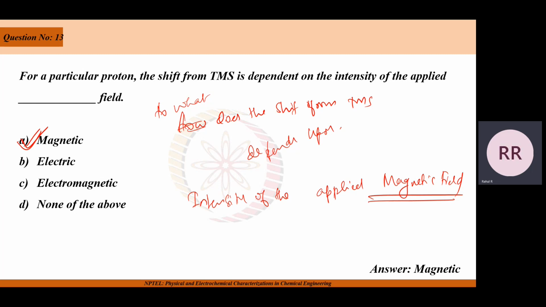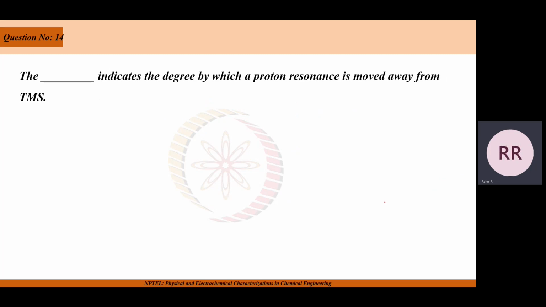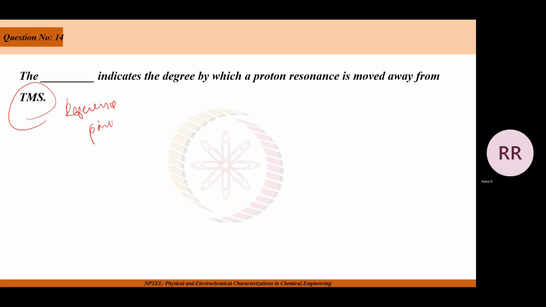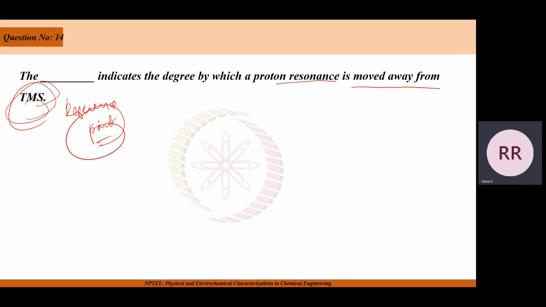Now let us go to the next question. The dash indicates the degree by which proton resonance is moved away from the TMS. In this question we need to know what actually indicates the degree to which a proton resonance is moved away from its reference point, TMS. So what is that particular thing? I can give you a few seconds to think about the answer, and I will discuss the answer with you.